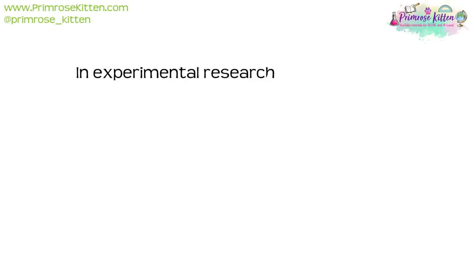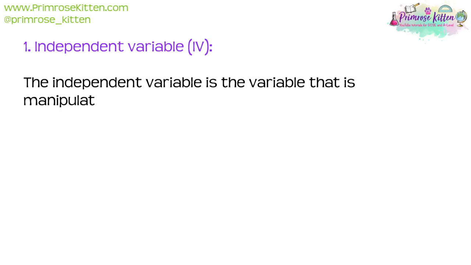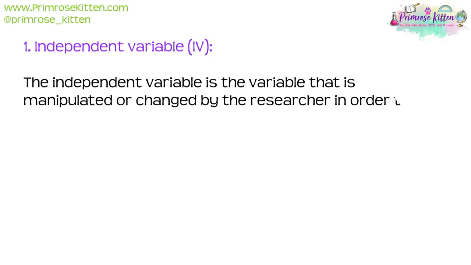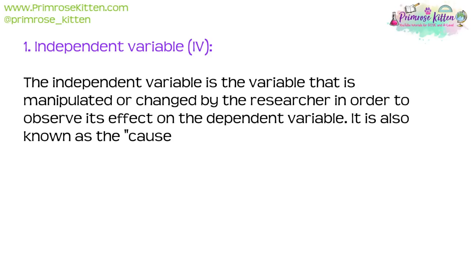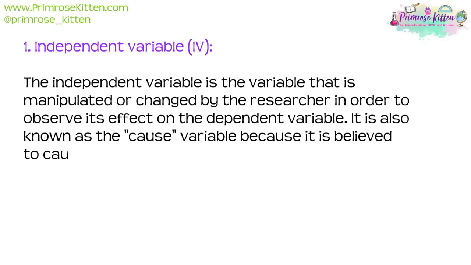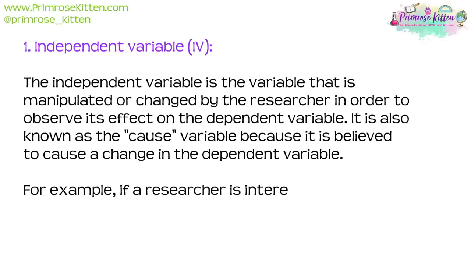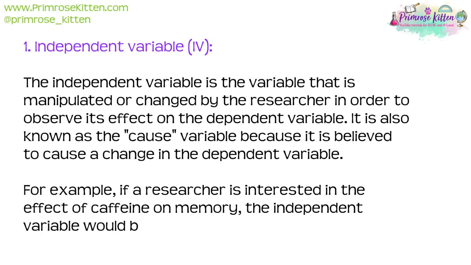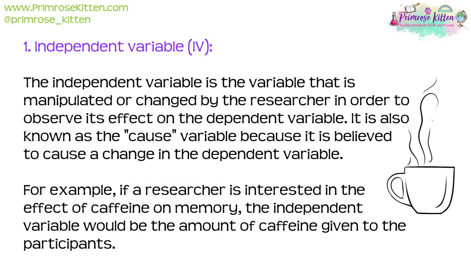Types of variable. In experimental research, there are three types of variables: independent variables, dependent variables, and extraneous variables. Let's look at the first one, the independent variable. The independent variable is the variable that is manipulated or changed by the researcher in order to observe its effect on the dependent variable. It is also known as the cause variable because it's believed to cause a change in the dependent variable. For example, if a researcher is interested in the effect of caffeine on memory, the independent variable would be the amount of caffeine given to the participants.